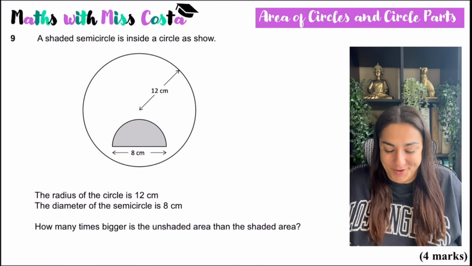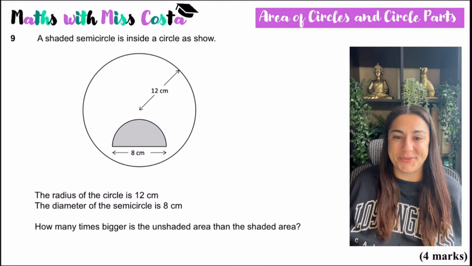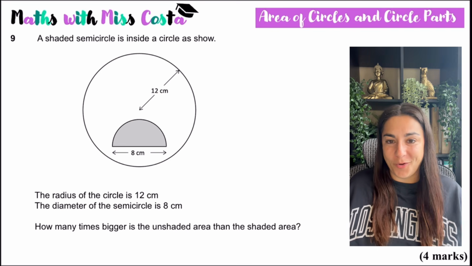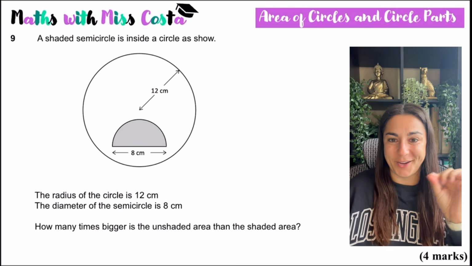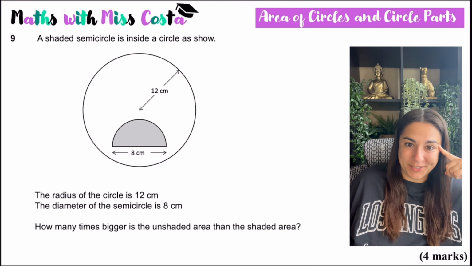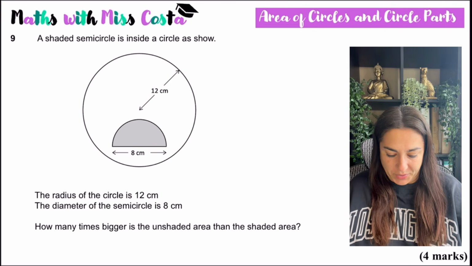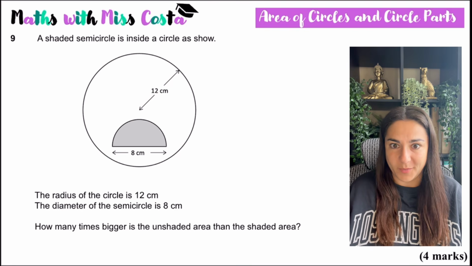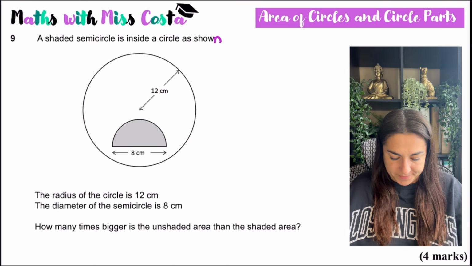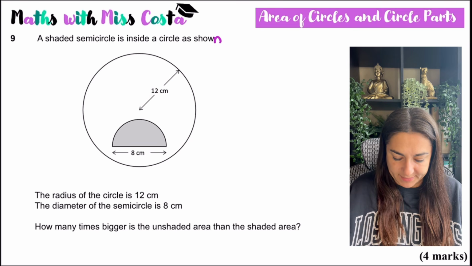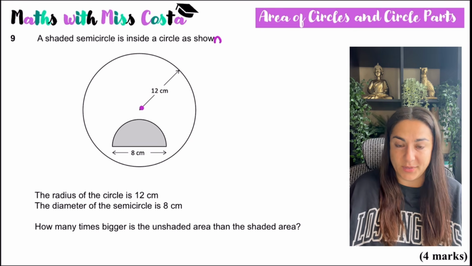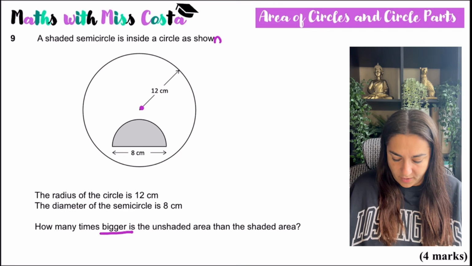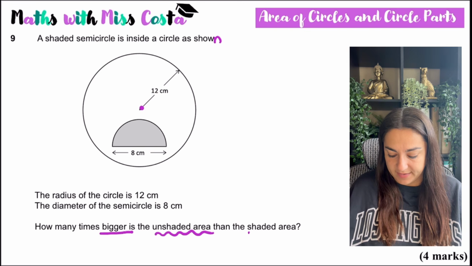Okay, so this is a super fun question, and it's one that frequently people just get wrong. Not the whole bit wrong, but they just miss one tiny little bit. So hopefully you didn't let this question fool you, but let's see. So I'm told that a shaded semicircle is inside a circle as shown. The radius of the circle is 12 centimeters and the diameter of the semicircle is 8 centimeters. And I need to figure out how many times bigger the unshaded area is than the shaded area.